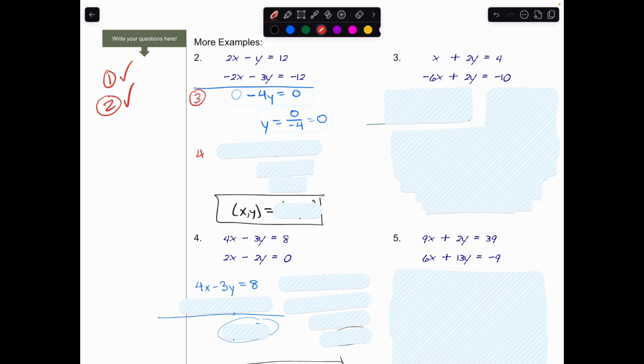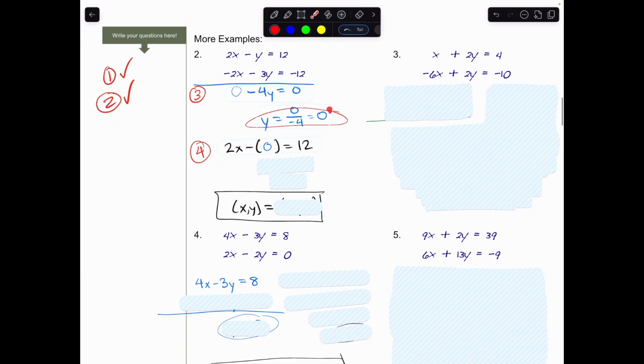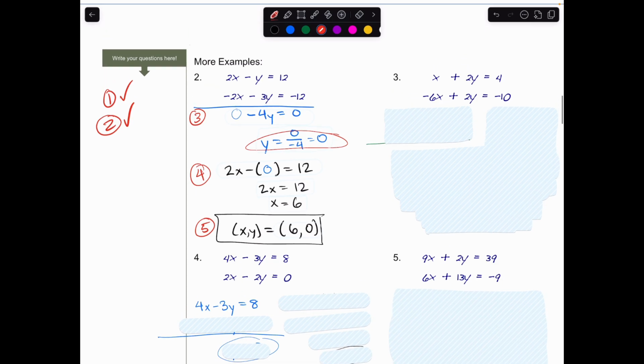Step 4, we're going to take this value of 0 and plug it into one of the 2 original equations. I chose to use the first equation. And so I plug 0 in for y, that was right here. And then we solve that equation by dividing both sides by 2. We'll get x is 6. Step 5, we write our answer as an ordered pair. Okay. So this is usually the point where I would tell you to try number 3 on your own and then come back and check your work.